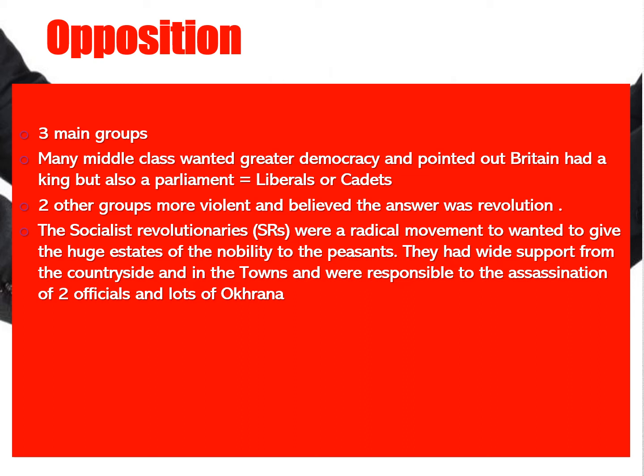The Socialist Revolutionaries, or these SRs, are much more of a radical group. They want to give the huge estates of the nobility to the peasants. They've got wide support from the countryside and also in the towns, and are responsible for the assassination of 2 officials and lots of the Okhrana, the secret police force that we talked about.